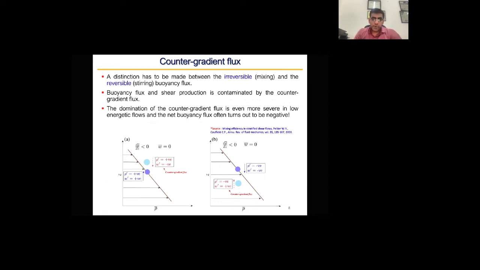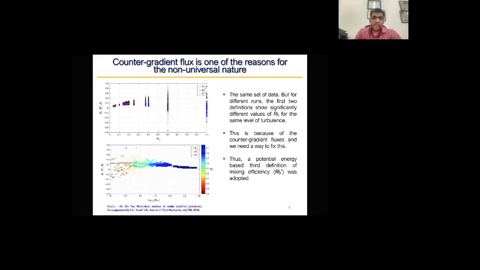So the issue is that the first and the second definitions of mixing efficiency have this issue of counter gradient flux, where even if my denser parcel is moving up, it will get mixed into that ambient and thereby give you a wrong value of mixing efficiency. That's why there is a need for the third definition, which rectifies that particular counter gradient flux issue.